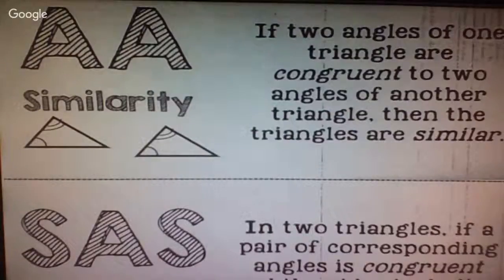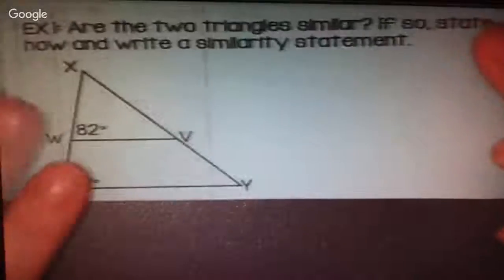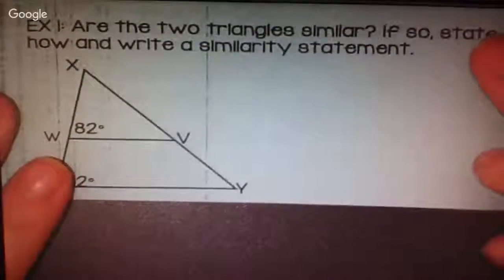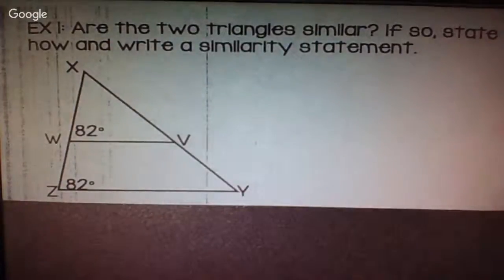If a figure has 2 angles on one triangle that are equal to 2 angles on another triangle, you can automatically say they're similar. Similar triangles have equal angles. So if you open this up, are the 2 triangles similar? If so, state how. So I've got 2 different triangles.